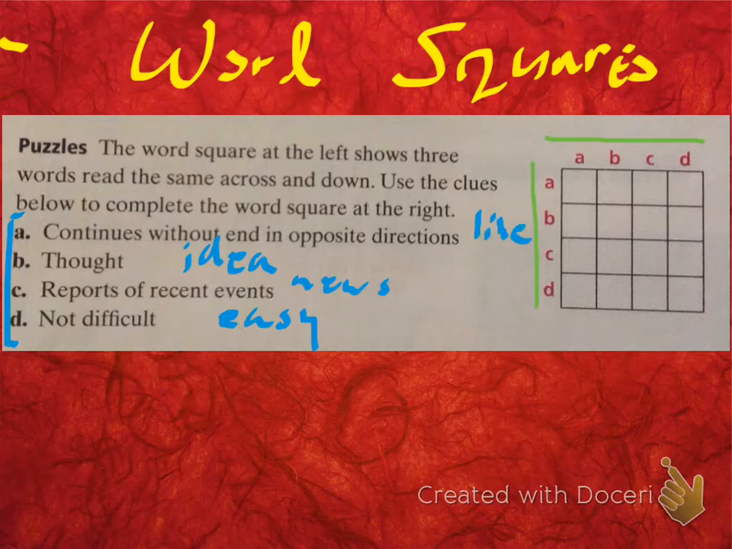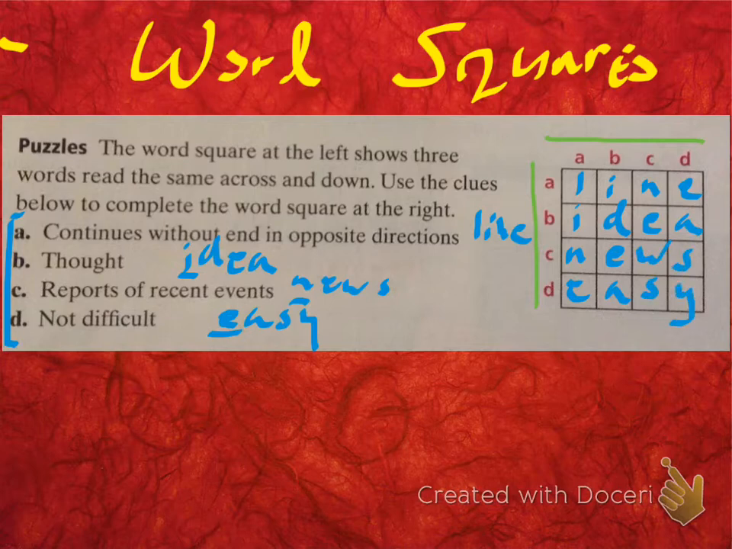Now, if we're right, let's say line is correct, and I'm looking at the first letters here, and I think it's going to work. So I put line in for clue A, for row A and for column A. Now that gives me the first letter of all my others, and if you look down, L-I-N-E, you'll notice that the first letters do work. So I think this is going to work. The next one would be idea, so again, the second column is idea and the second row is idea. Next will be news, and finally easy. And sure enough, it fits perfectly, and each row and each column for A, B, C, and D are those words. So that's a word square.